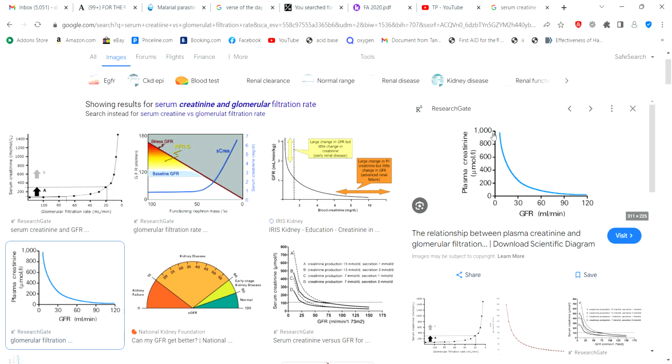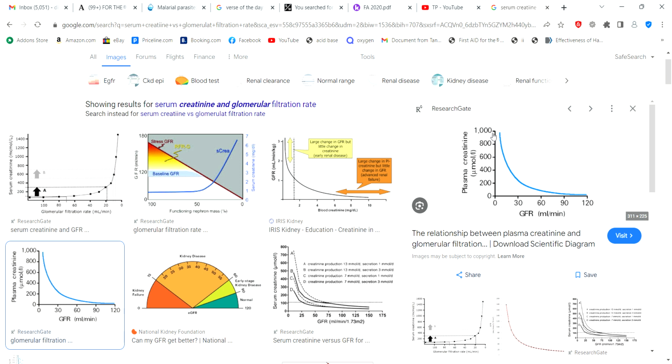So this is the chart you gotta know. Basically, every time GFR halves, the serum creatinine doubles. Okay. So when the GFR is cut in half, the creatinine doubles. So the glomerular filtration rate, when it halves, the amount of creatinine in your body builds up. That is kidney failure.